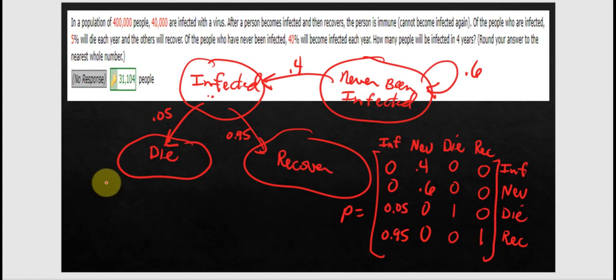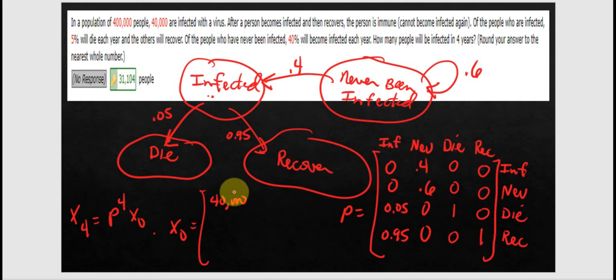So we're looking for here what happens in 4 years, right? So x sub 4 would be that matrix P raised to the 4th power. I'm not going to write that back over, but that's the matrix P raised to the 4th power, and it's times, you got to have the initial state, that's times x naught. Now what is x naught? X naught would be how many people are initially infected. It says 40,000.